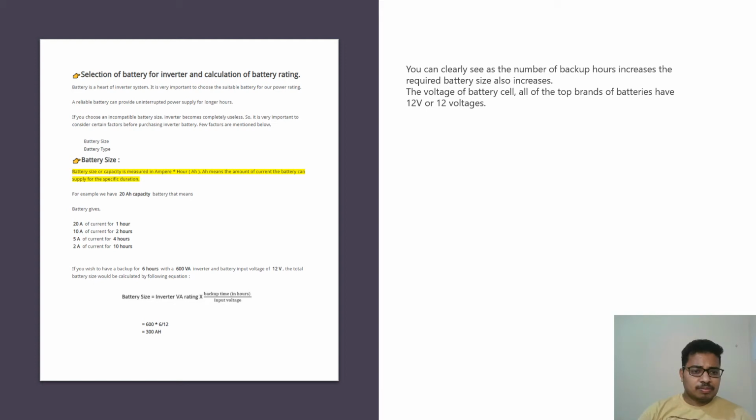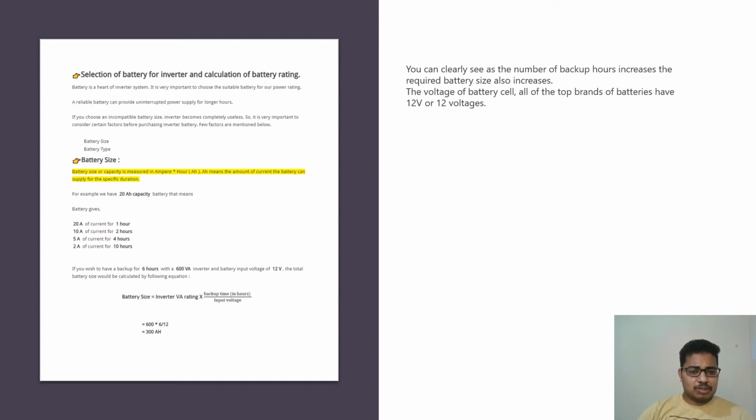Say for example you have a 20 ampere hour battery. What it means? 20 ampere hour: 20 amps of current for 1 hour, 10 amp of current for 2 hours, 5 amp of current for 4 hours, 2 amp of current for 10 hours. So like this we will have different varieties. So you have to calculate where we will fall now.